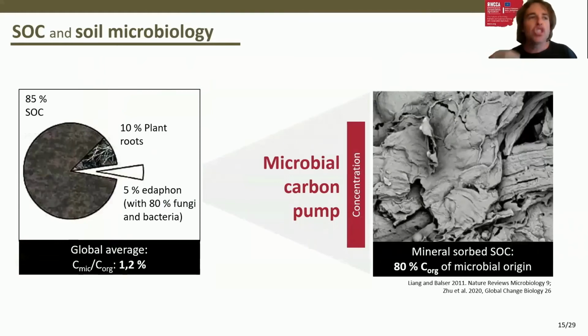The second issue is soil microorganisms, soil microbiology. Soil microbes are only a very tiny proportion of the entire soil organic carbon, on average just 1.2% of microbial carbon related to total soil organic carbon. But the most stable carbon in soil, which is bound to mineral surfaces, is mainly of microbial origin. So there's a so-called microbial carbon pump, which concentrates carbon of microbial origin on mineral surfaces. So managing soil biology is one of the key levers to enhance soil organic carbon stocks.